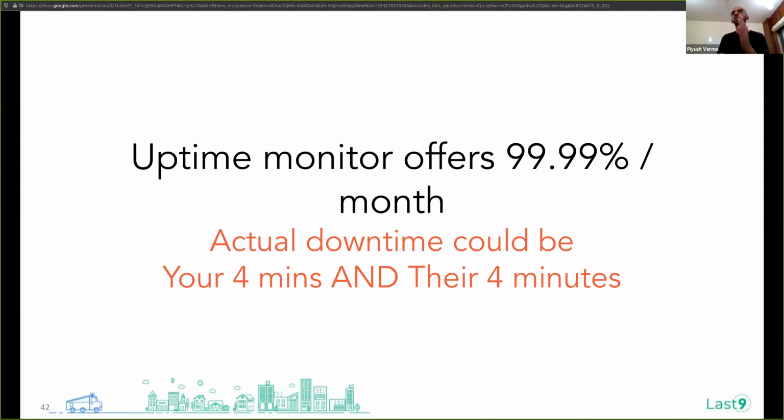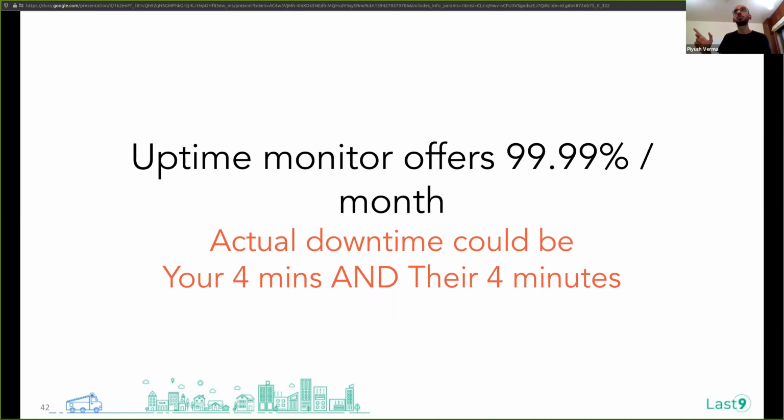99.99% per month. So if we go back and do the maths here, this 99.9 and your 99.9, there's no guarantee they're going to overlap with each other. And for the 4 minutes that the downtime monitor was down, was it overlapping with your 4 minutes, or was it more than those 4 minutes?